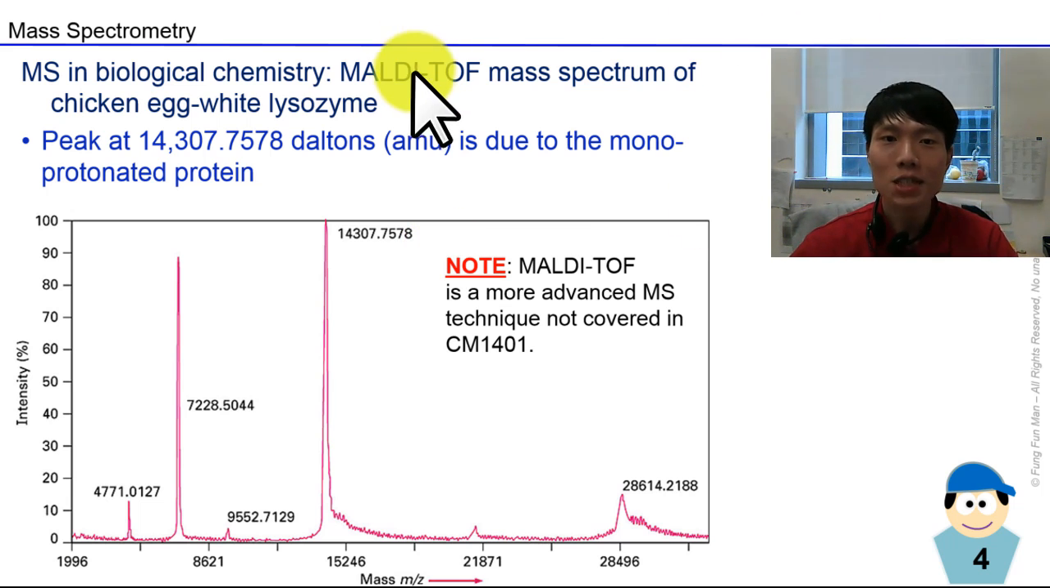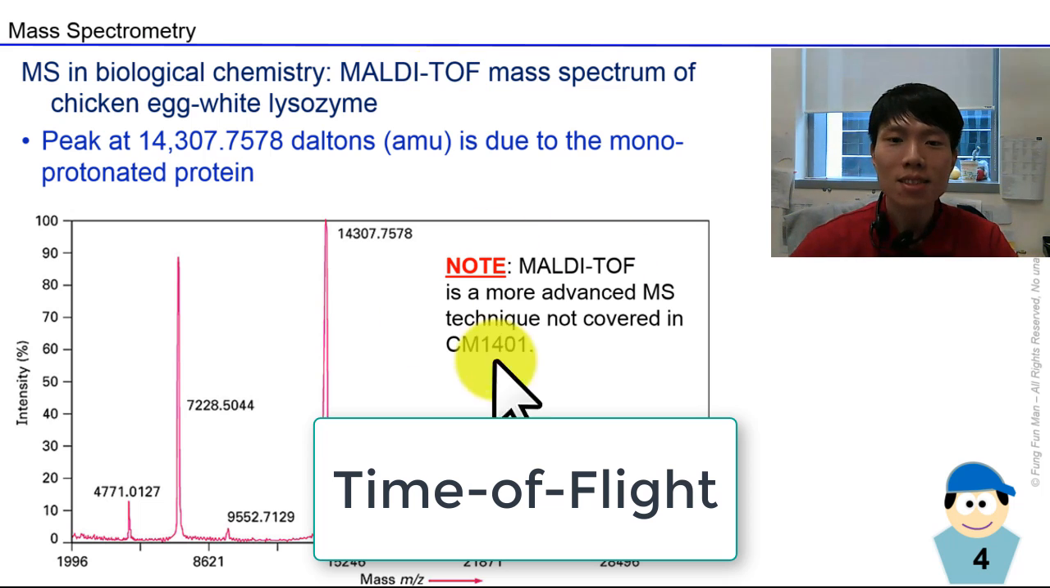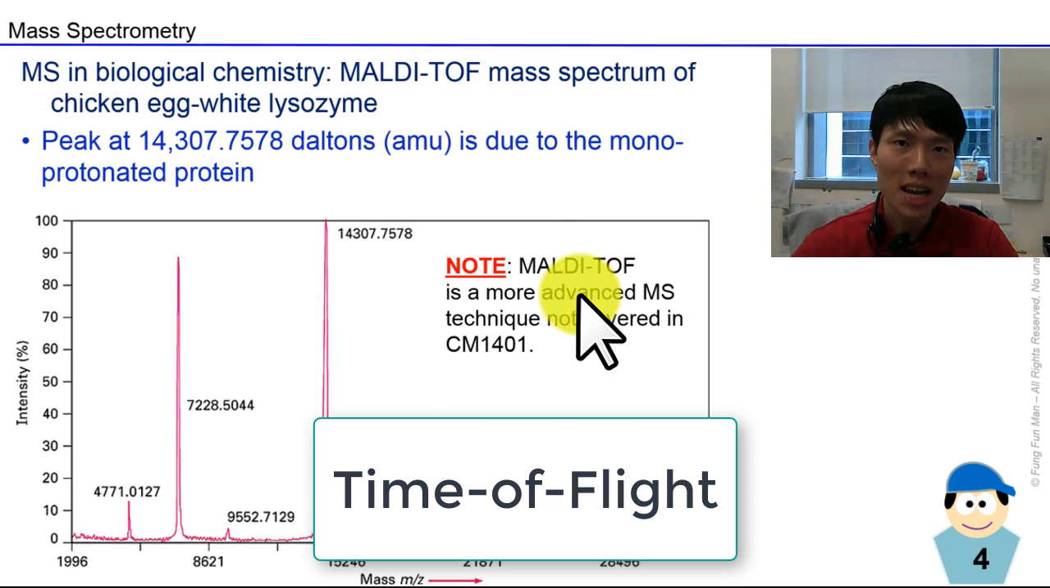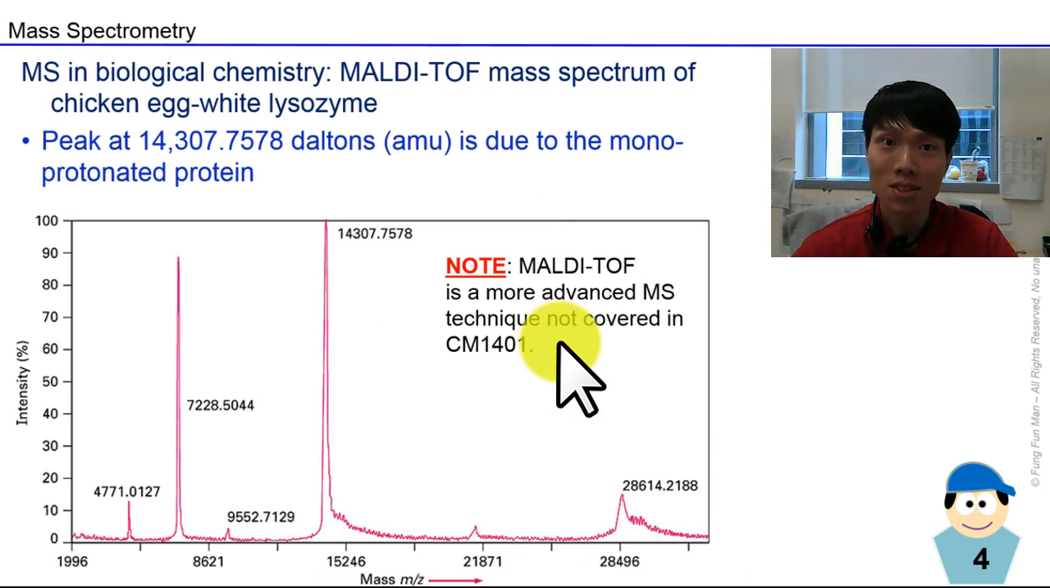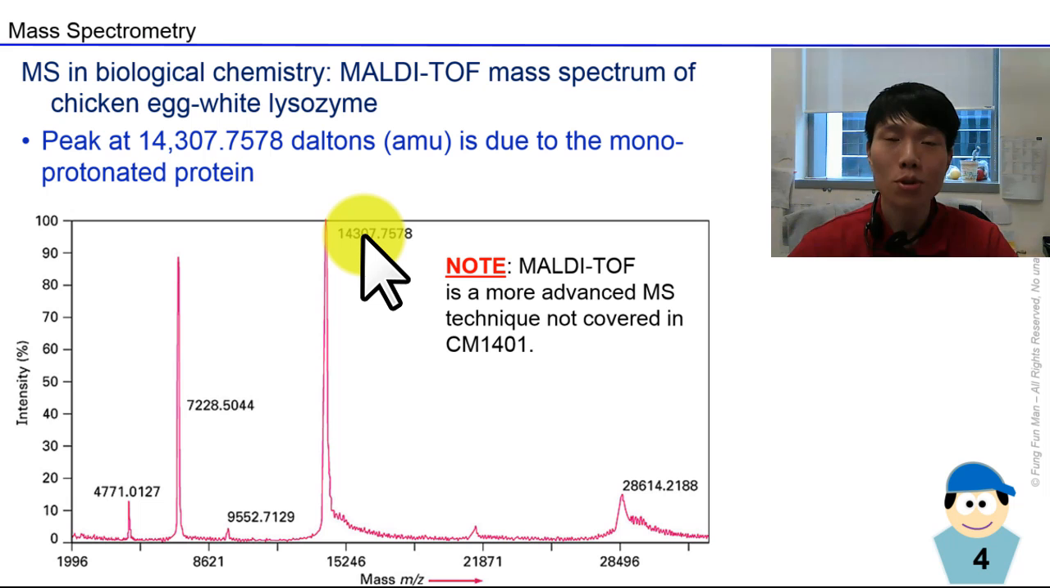So TOF stands for time of flight, and this is a very advanced mass spec technique that's not covered in this syllabus for CM1401. Okay. So the highest peak here is due to the monoprotonated protein. For the protein that we've seen just now, we put in H+ ion because it's charged by the presence of an acid, and this is how we get this number.